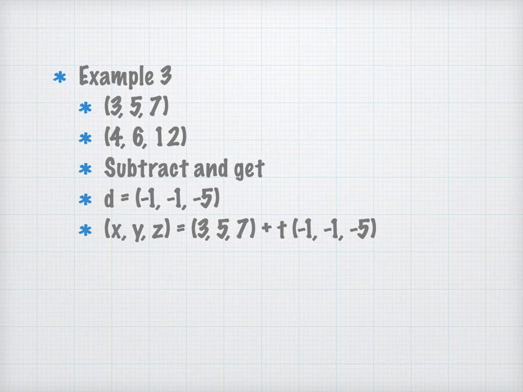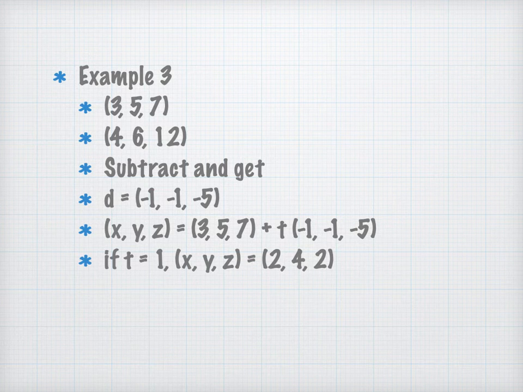So now we've got this equation, our basic equation, x, y, z equals 3, 5, 7. That's one of the points. We're using that as our basic point. And then t times the direction vector. And so if we plug in t equals 1, then you'd have -1, -1, -5. And then again, we add the x's, add the y's, and add the z's. So you get 3 minus 1 is 2, 5 minus 1 is 4, 7 minus 5 is 2.